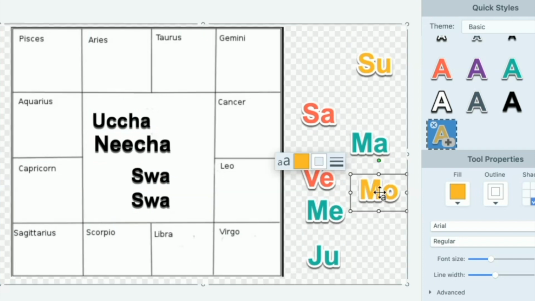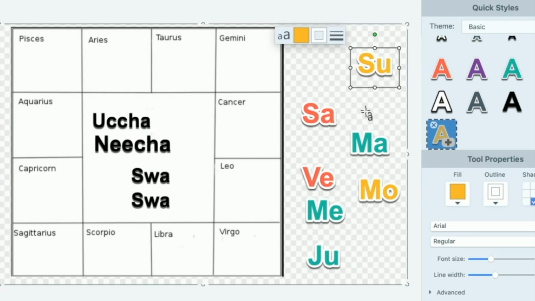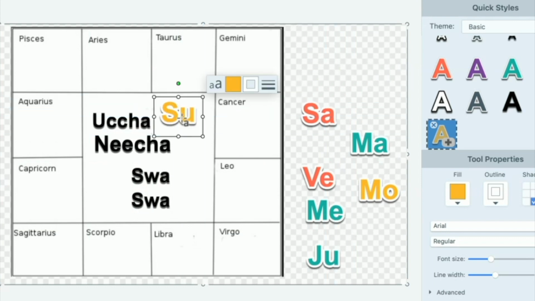Now, what about, let's see, the sun? Let's talk about the sun again. Where is it exalted and where is it debilitated?